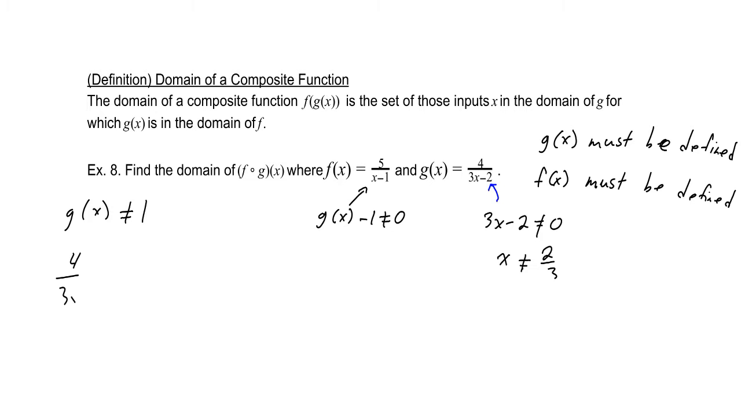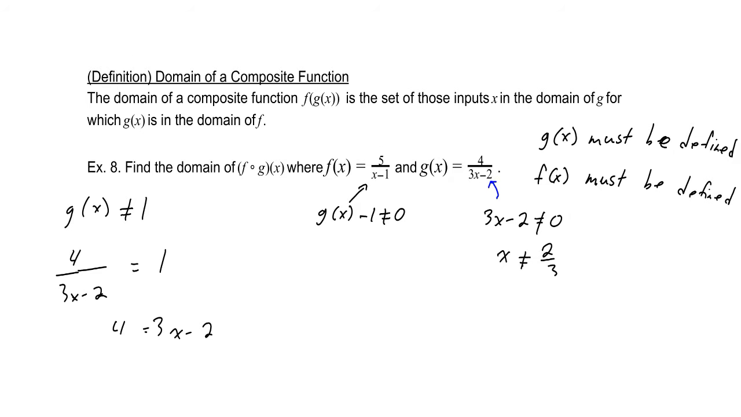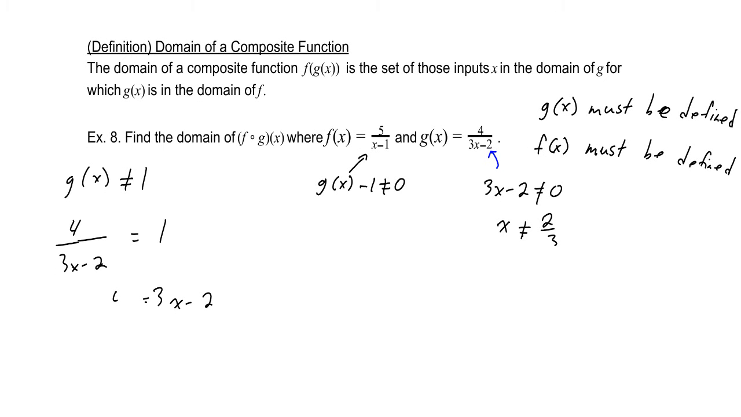4 divided by 3x minus 2 equals 1. Let's see, if we multiply by 3x minus 2, 3x minus 2 equals 4. Now we'll add 2 to both sides, divide by 3, that'll be 6 divided by 3, x equals 2. So, going back here, that means that x cannot be 2.